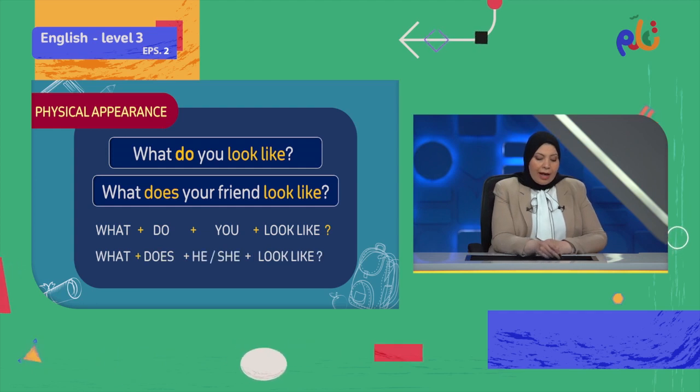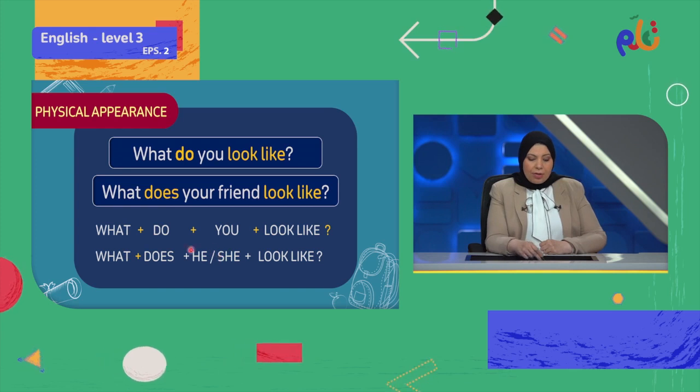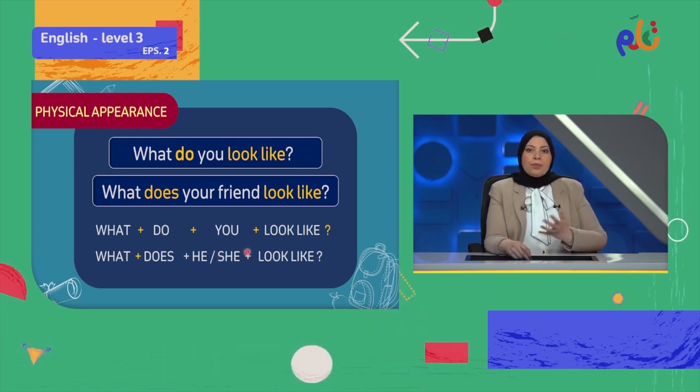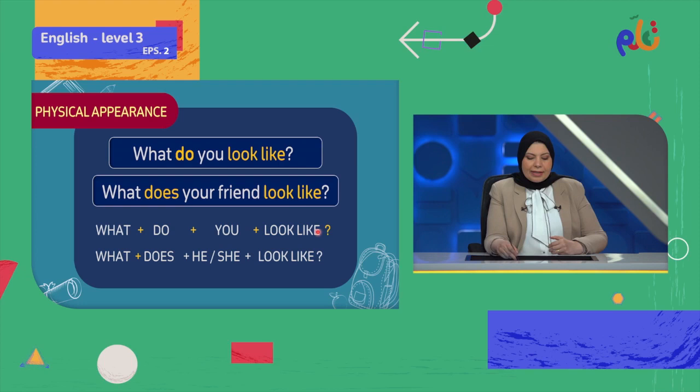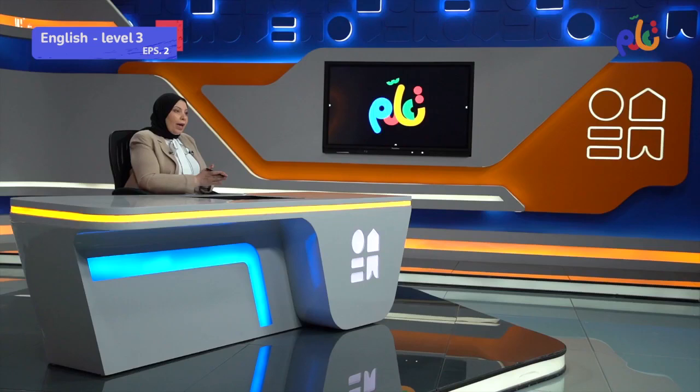The other form that we have is does, and we use does with he, she, or it, and then it's the same, look like. So if I ask about the appearance only, if I'm talking about somebody's appearance, we have 2 different questions. The first is face to face: what do you look like? And the second is I'm asking about somebody else, who is not in the conversation. So what does he or what does she look like?